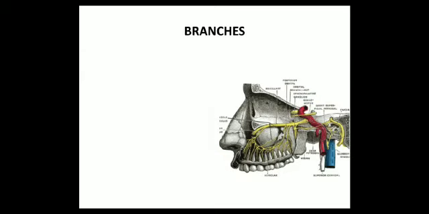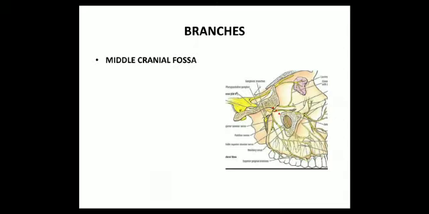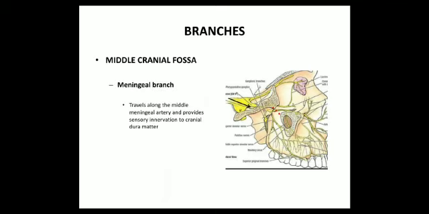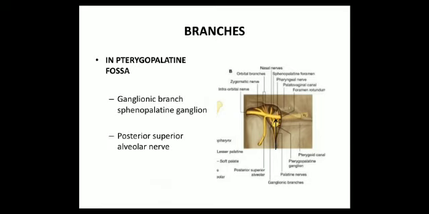So, the branches are given in the middle cranial fossa, in the pterygopalatine fossa and in the infraorbital canal. In the middle cranial fossa, it gives a meningeal branch that travels along the middle meningeal artery and provides the sensory innervation to the cranial dura mater. In the pterygopalatine fossa, it gives the ganglionic branch to supply the sphenopalatine ganglion, the posterior superior alveolar nerve and the zygomatic branches.